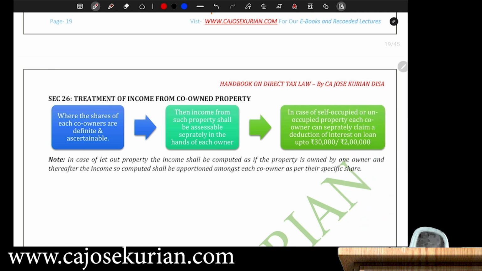If it is let out, then there is no advantage. Anyways, I can claim the entire interest as a deduction. If it is self-occupied, then there is a real advantage because you can claim 2 lakh, your wife also can claim 2 lakh. Or you can claim 30,000, your wife also can claim 30,000. It depends upon the type of interest and type of property it is. Is that clear?